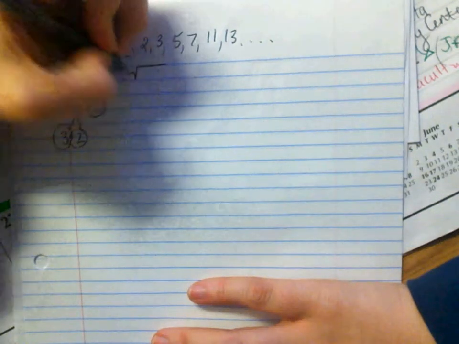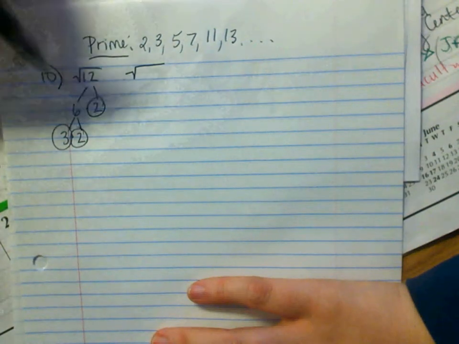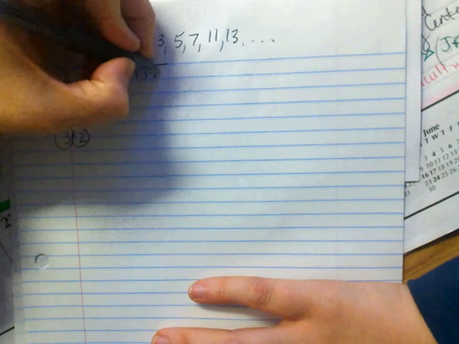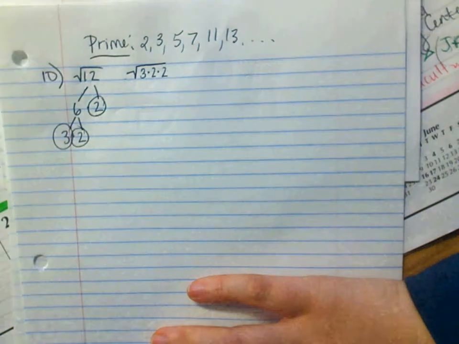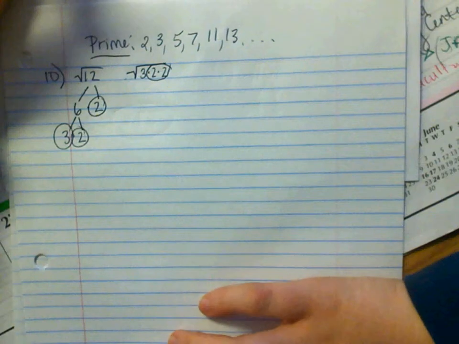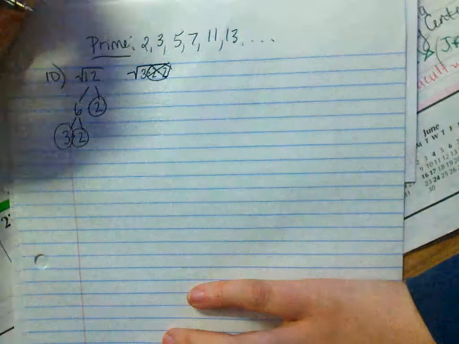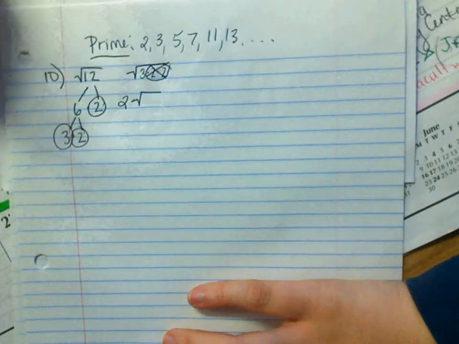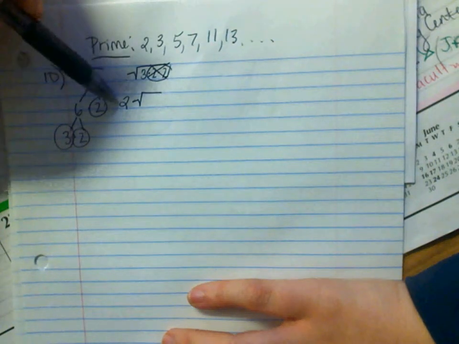Next, draw a new radical and put your prime factors underneath the new radical. So a 3 times 2 times 2. Alright, now you look for pairs of the same number. So circle this pair of 2's. Okay, for each pair that you have of the same number, you need to cross it out and put 1 of that number outside the radical. So I have a pair of 2's here, so that means that 1 2 goes on the outside.